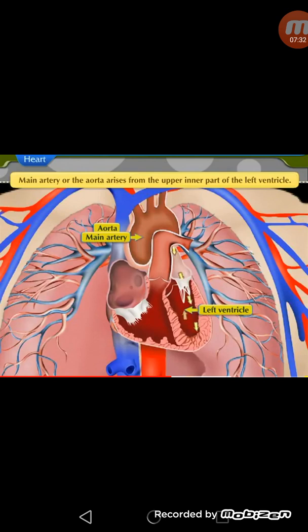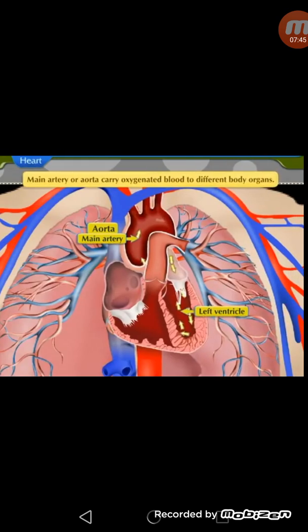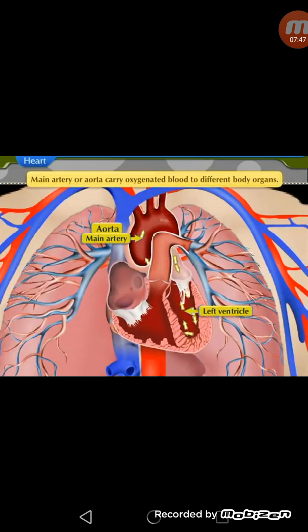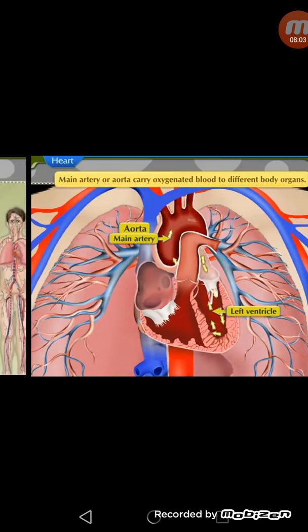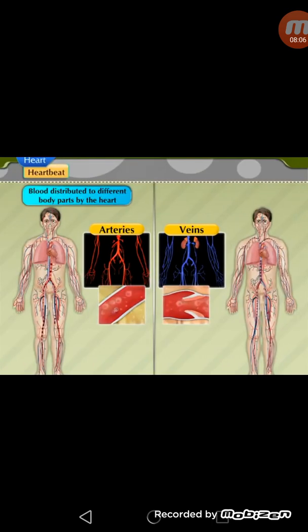Now there is a main artery, or we can say the largest blood vessel of the body, which arises from the upper inner part of the left ventricle, and this main artery is called the aorta. The function of this aorta is to carry oxygenated blood to different parts of the body. So this aorta is the largest blood vessel in the human heart, which carries purified blood to all the parts of the body so that they can take oxygen, perform their respiration process and get the energy. So in this way the human heart works.